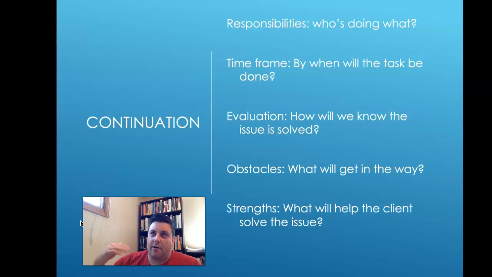Again, if you understand where this falls in the generalist intervention model, which is engage, assess, intervene, evaluate, terminate, follow up, that's the thing to know from this particular seminar.